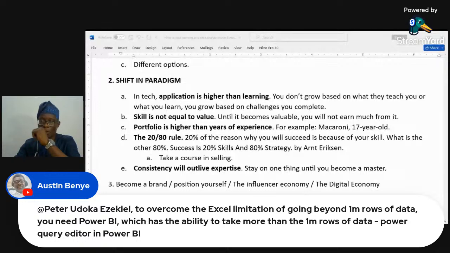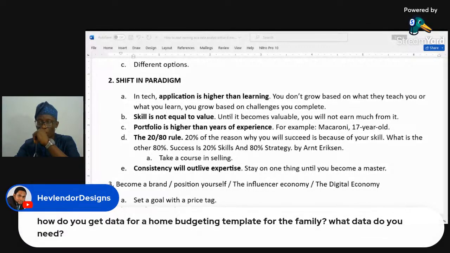Yeah, Power BI. I mentioned it; that's one of the limitations when it comes to Excel. Then how do you get data for a home budgeting template for the family? What do you need? For example, budgeting. When you're talking about budgeting, you're talking about money in and out: the sources of the money that comes in, and the sources of the money that goes out.